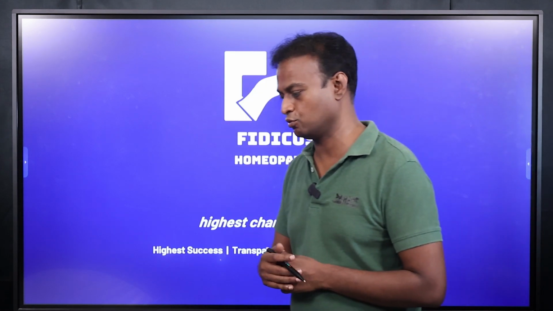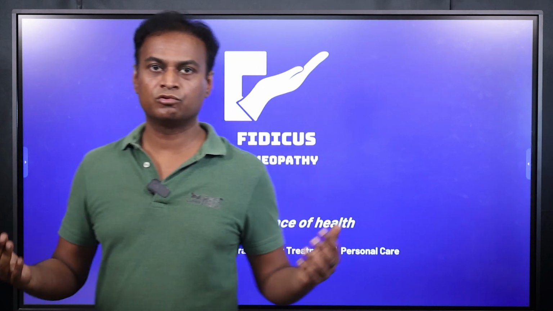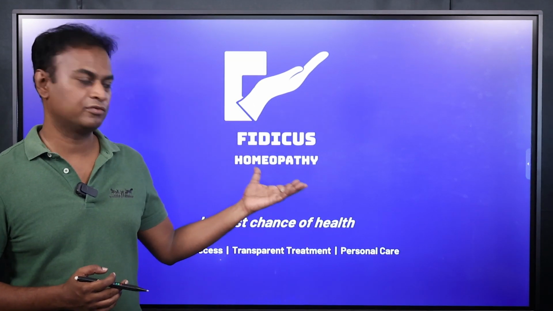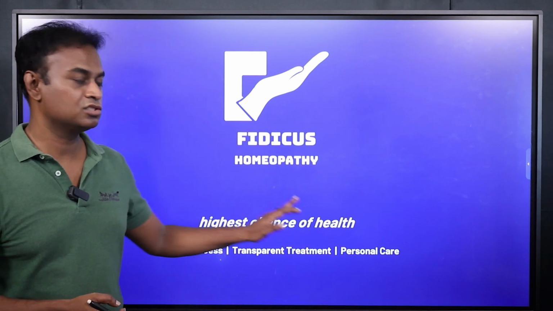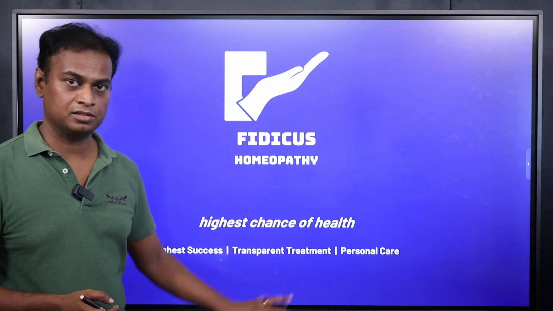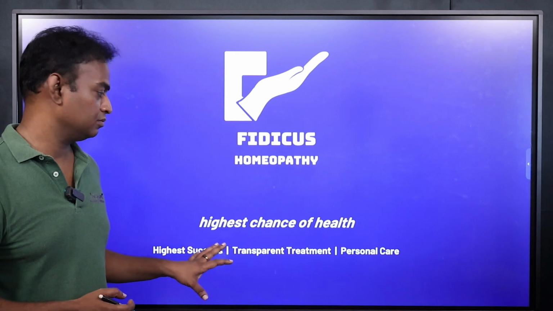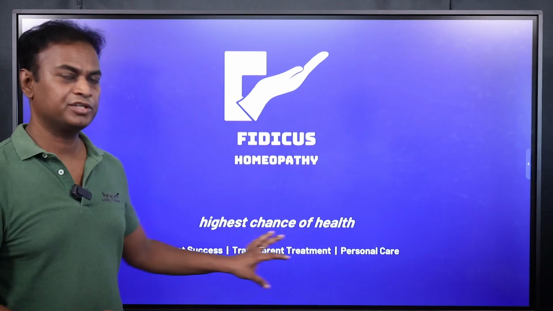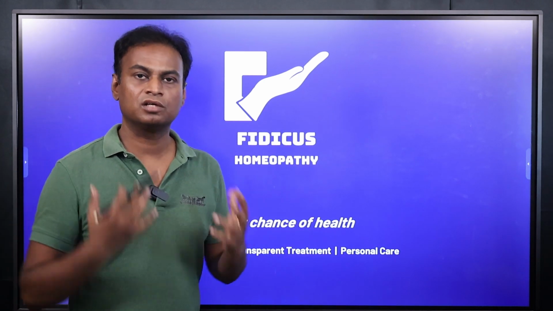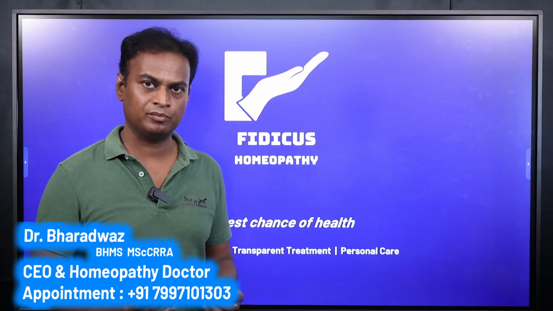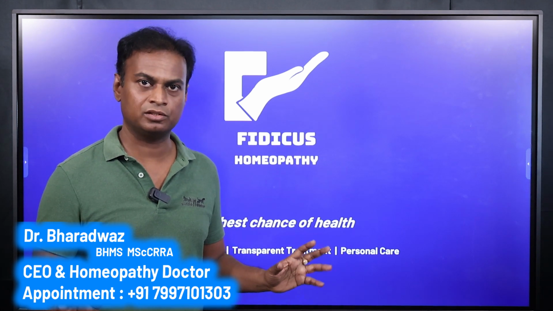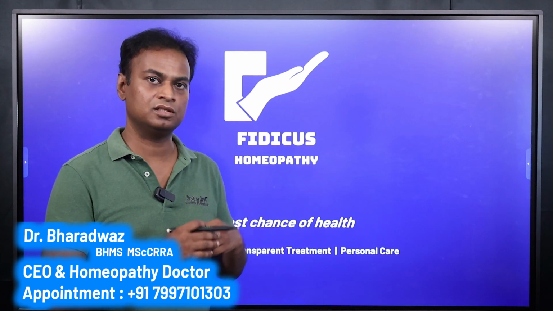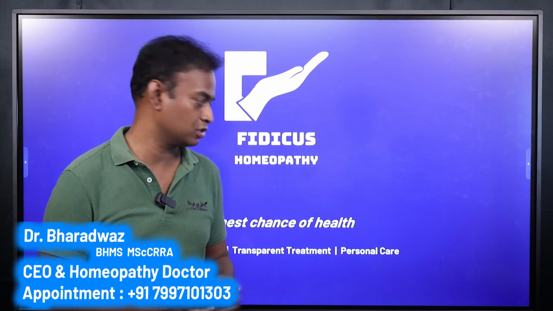Next is why Fidicus Homeopathy. There are a lot of homeopathic doctors, a lot of homeopathic corporate hospitals. Why do you need to contact Fidicus Homeopathy? Because we have the highest chance of health in the case of autism. We have the highest success rate for autism compared to any other homeopathic treatment or any other treatment in the world. The treatment will be transparent. Whatever we are doing, we will give you complete information. We will give black and white information to you. Then you can decide whether to take treatment or when to stop. Everything is transparent and it's up to your choice.